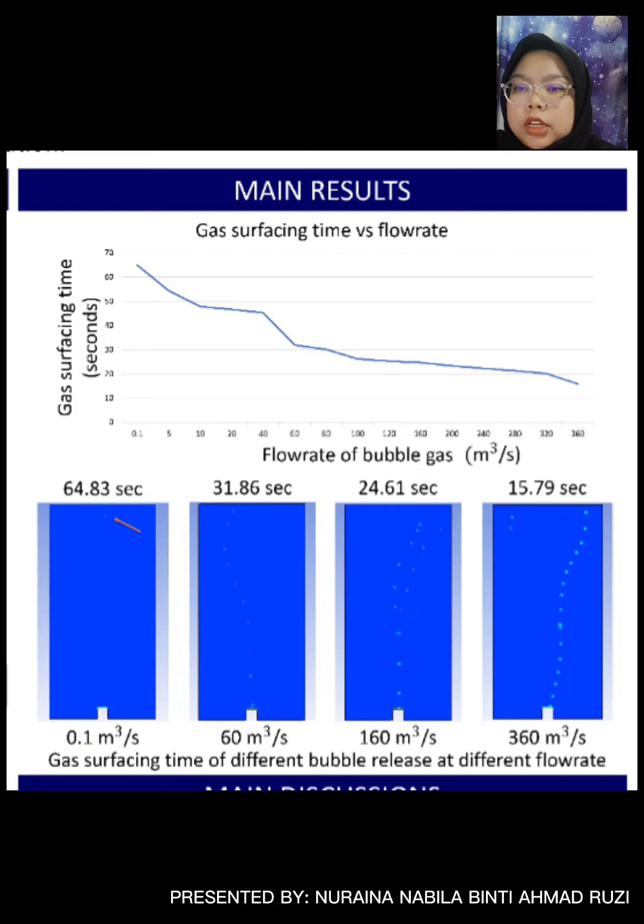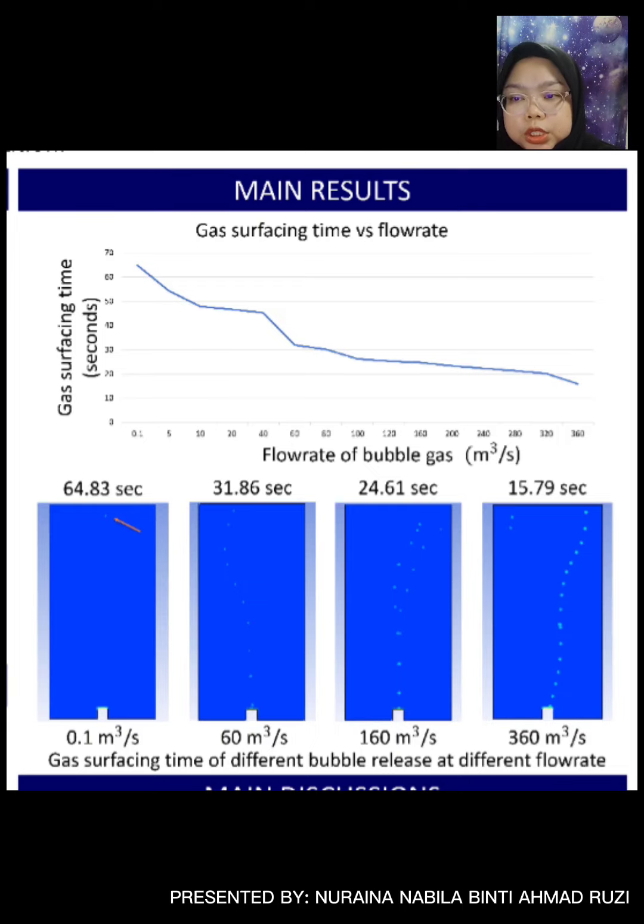As a conclusion, the bubble gas release rate between 60 to 100 meter cube per second leads to a major gas kick and the well blowout may occur. At the flow rate of 100 meter cube per second, the graph shows a rapid decrease, which proves that it led to a major gas kick.